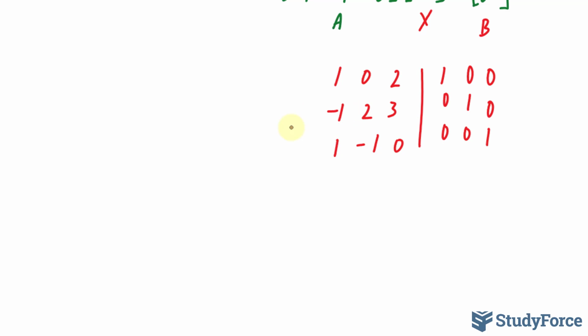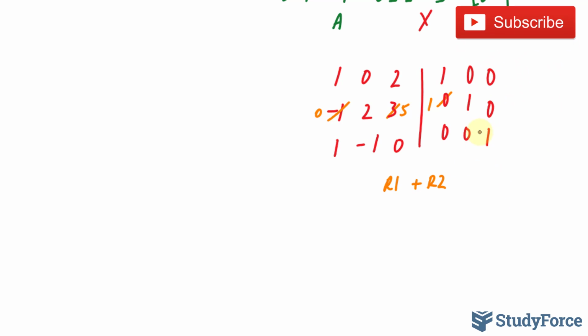To make this negative 1 into a 0, I can take all of row 1 and add it to row 2. So row 1 plus row 2. And the answers that I get here will replace row 2. 1 plus negative 1 is equal to 0. 0 plus 2 is 2. 2 plus 3 is 5. 1 plus 0 is 1. That remains 1, and that remains 0. So our brand new row 2 should have the following numbers.